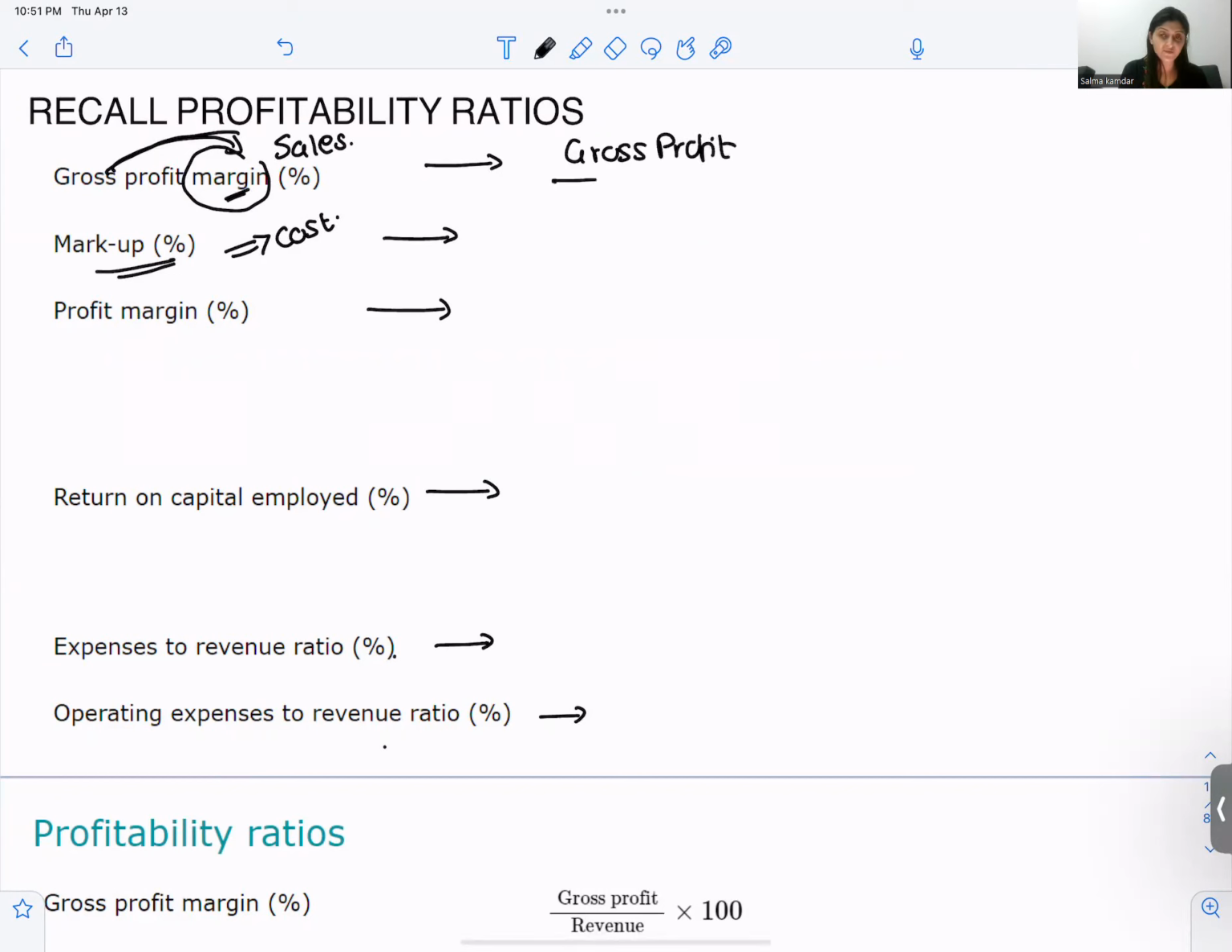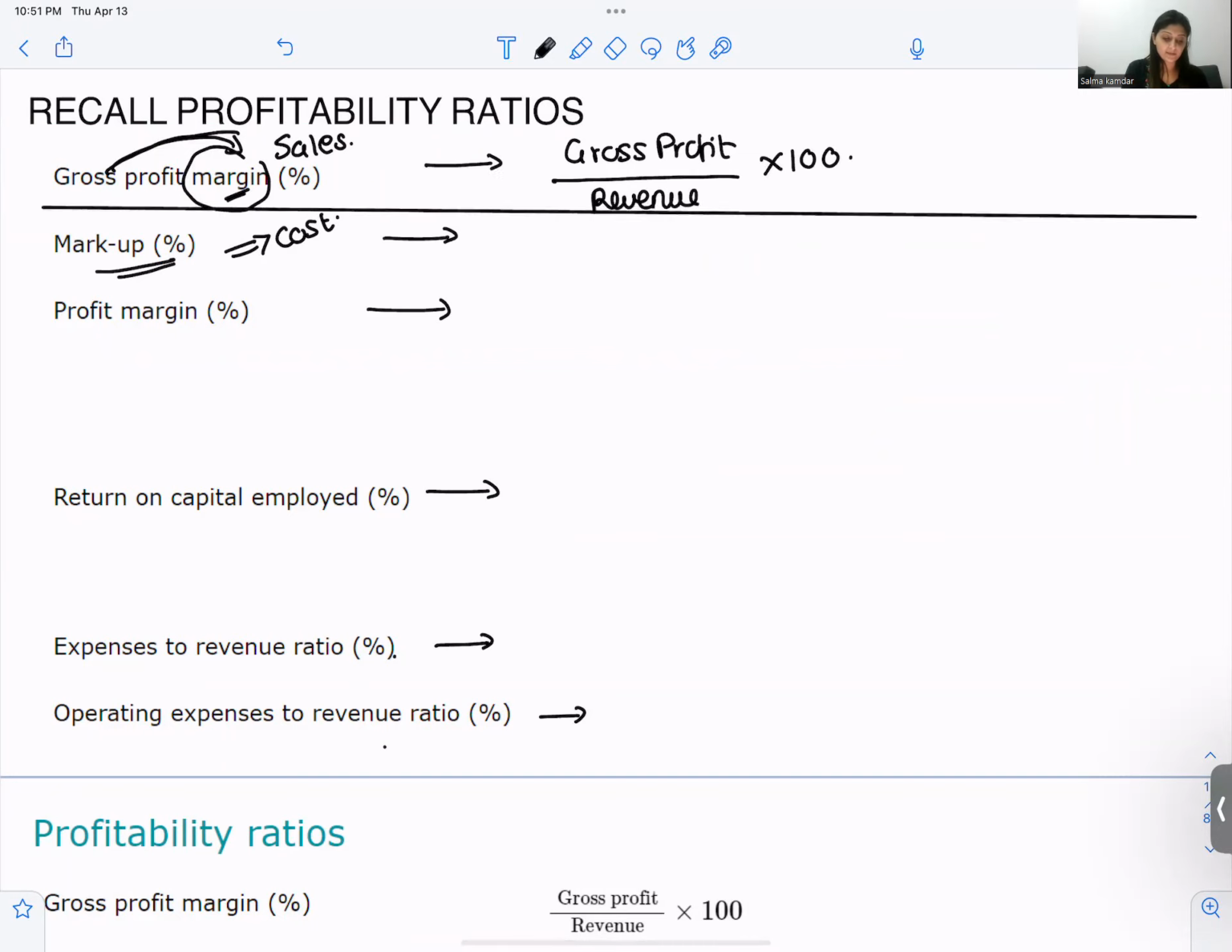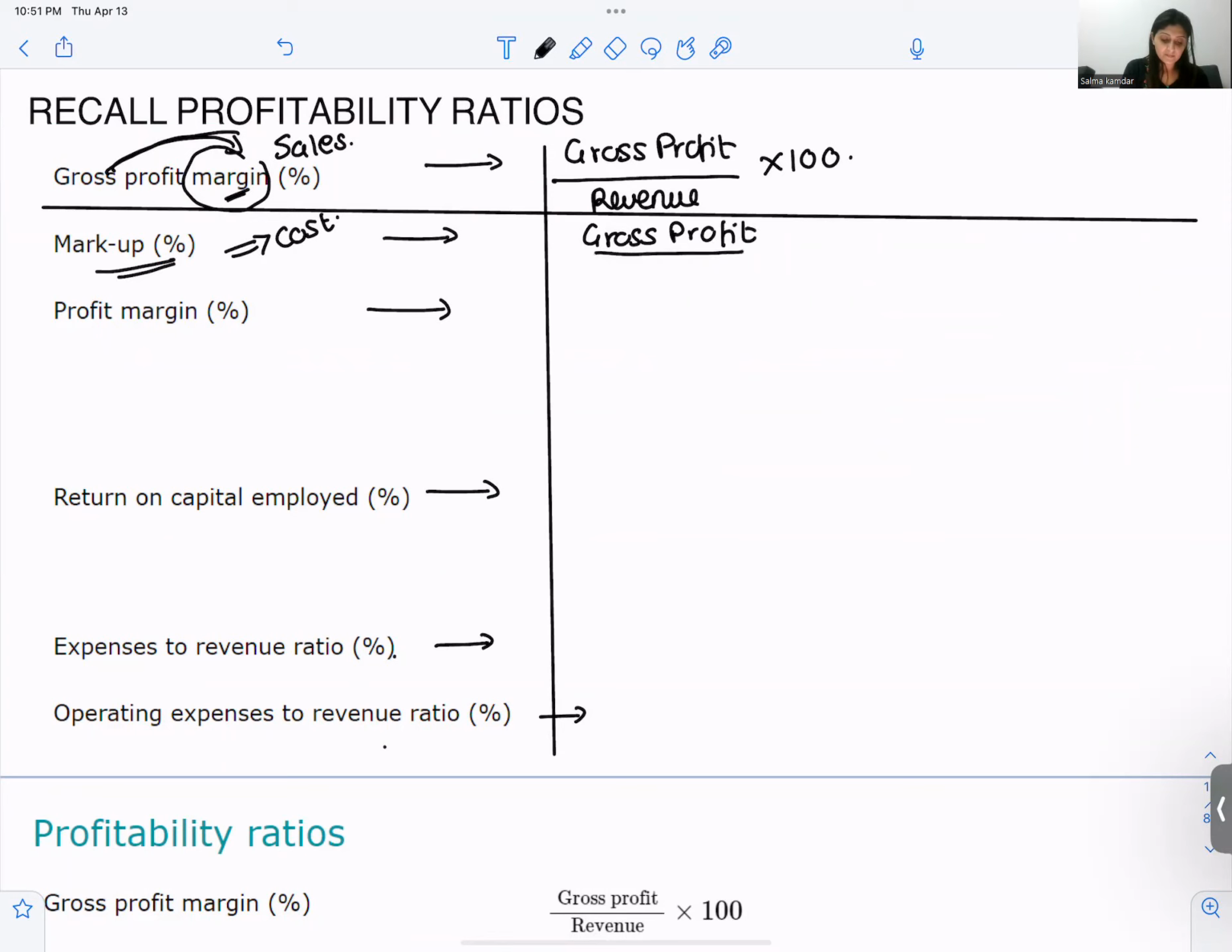So gross profit margin formula, please write it along with me. Gross profit over gross revenue into 100. Can you give me the formula for gross profit markup? Gross profit divided by cost of sales into 100. It is gross profit over cost of sales into 100.